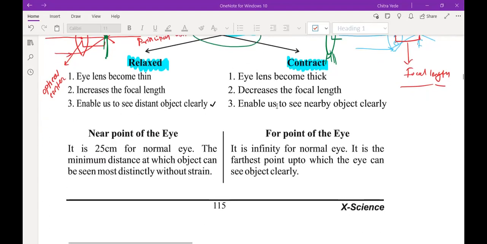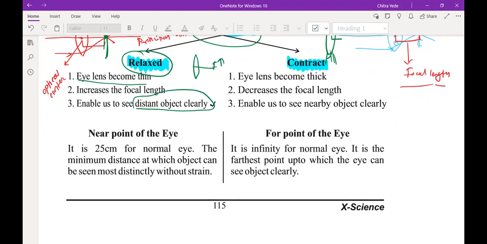See what happens when ciliary muscles relax. The eye lens becomes thin, like this. This increases the focal length. When the eye lens becomes thin, focal length increases, and this enables us to see distant objects clearly.